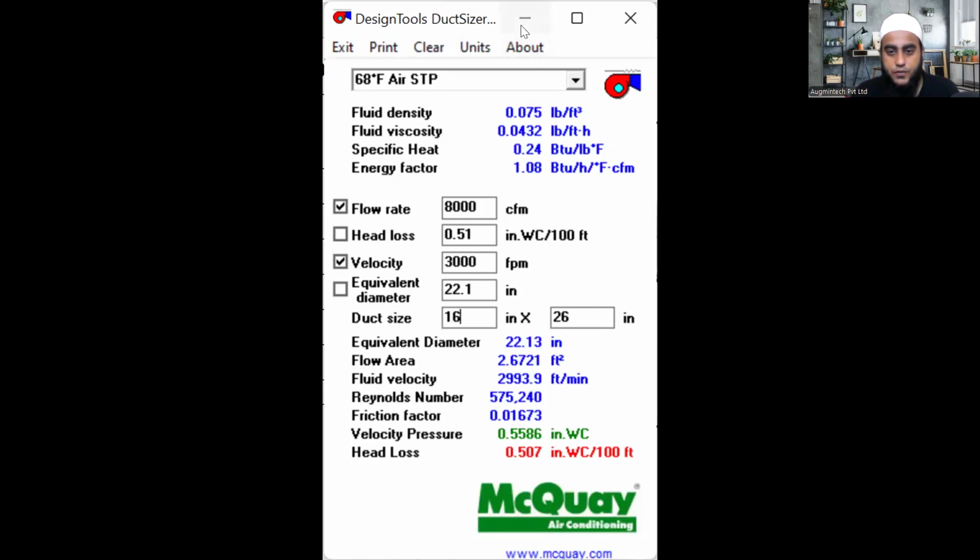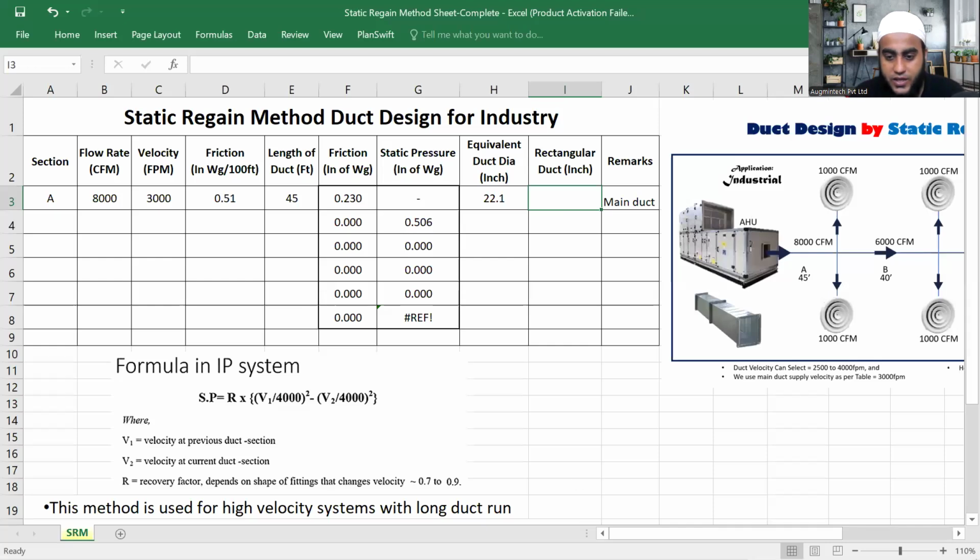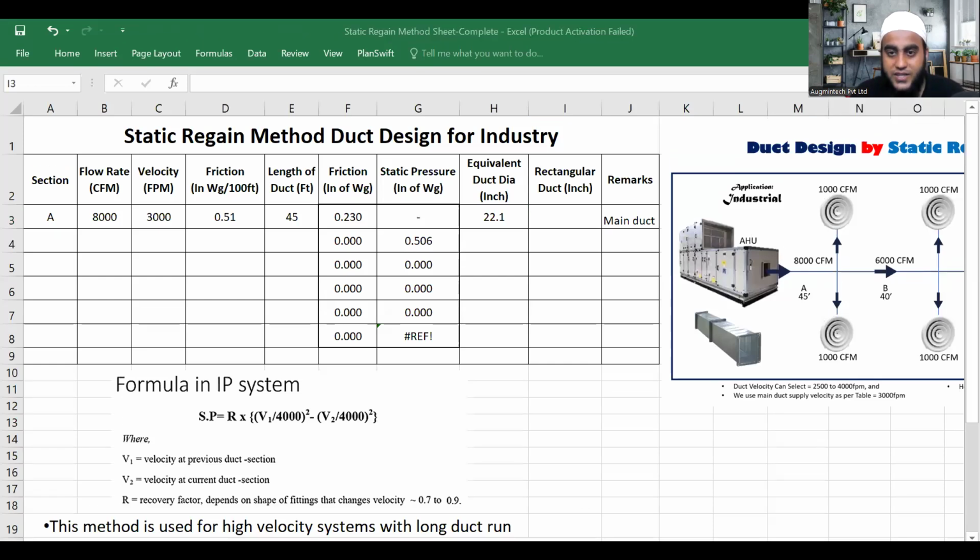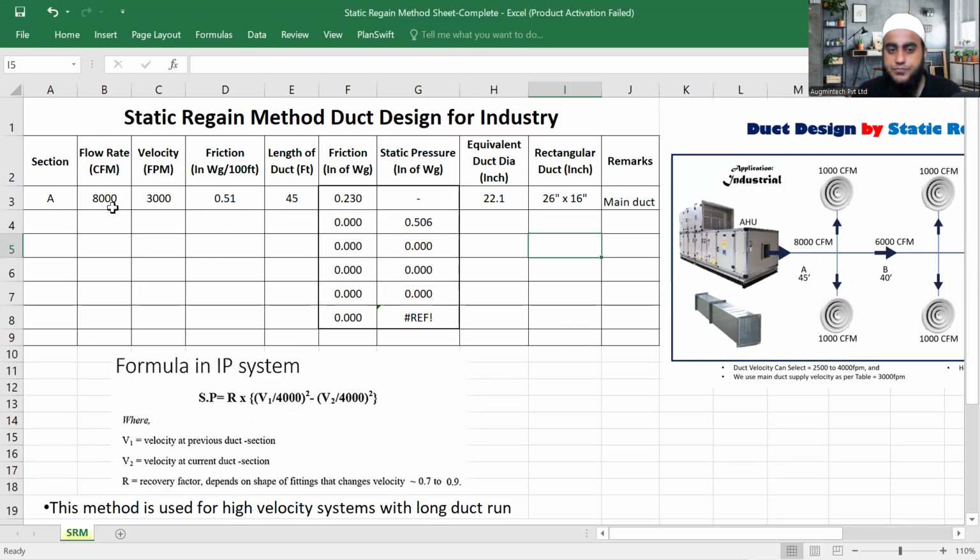Try to understand all of it. If anyone has any problem, you can ask me, okay? 26 inch by 16 inch. So I'm writing the values 26 inch by 16 inch. Okay. So here in section A, the size we have got is 26 inch by 16 inch. I'm repeating this for all of you. It is simple.